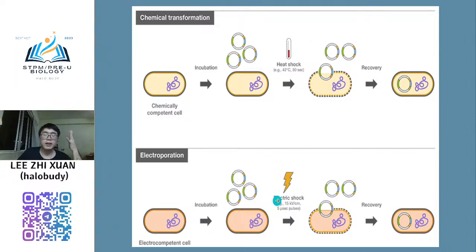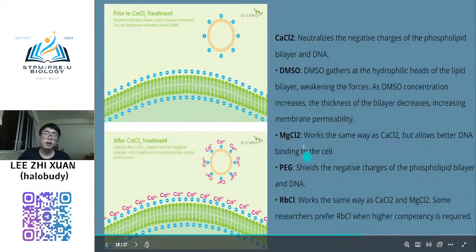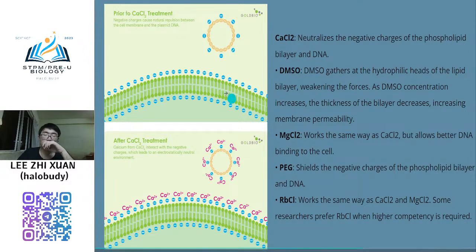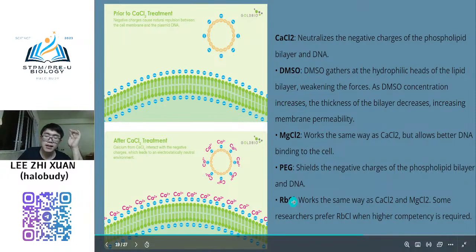Electrical method. Okay, so normally this one is when you use the chemical. Normally the chemical that we use, there are many chemicals, but the most common chemical we use is calcium chloride. You can also use magnesium chloride, and also you can use the RbCl. So normally these are the mechanisms.